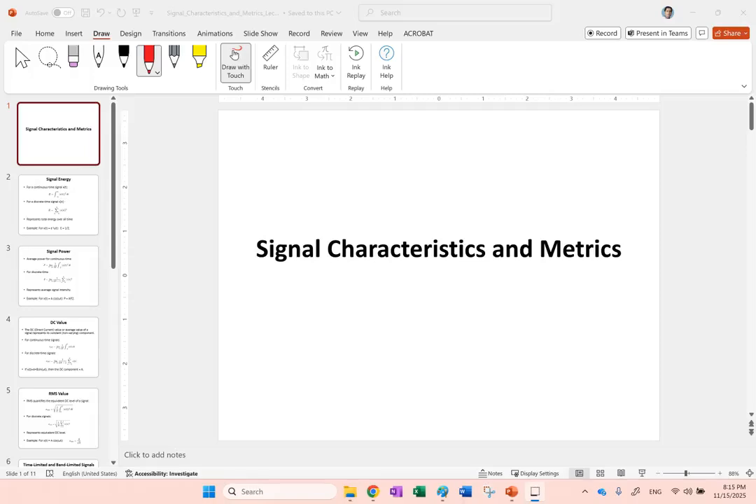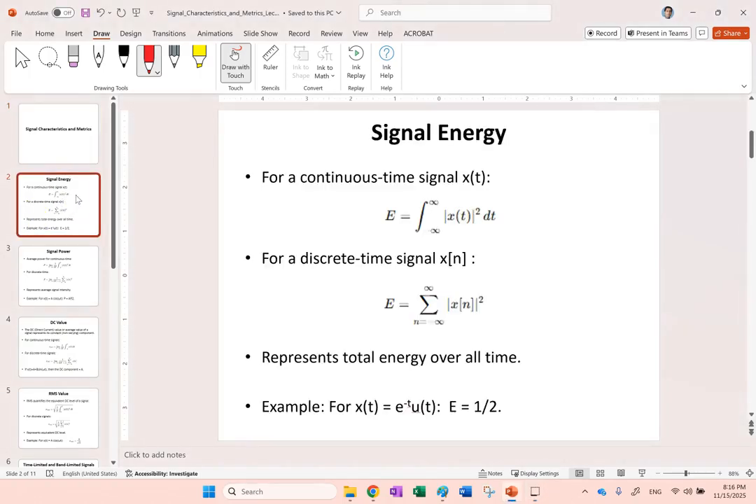Hello everyone. In our fourth video on signal processing, we are going to look at signal characteristics and metrics. So one of the first things we have about the signal is its energy.